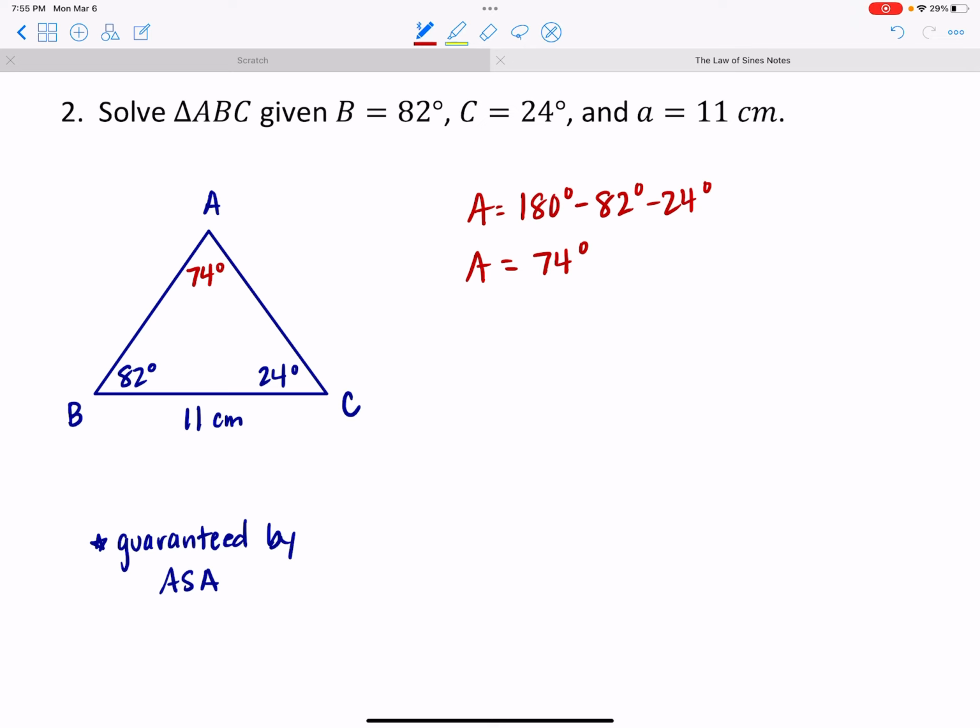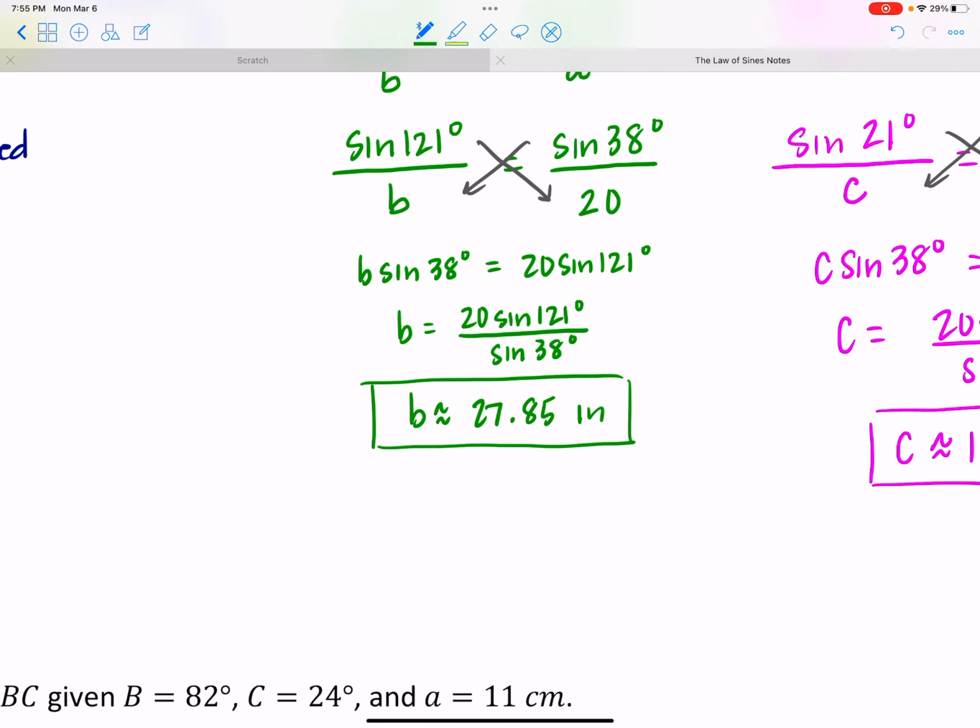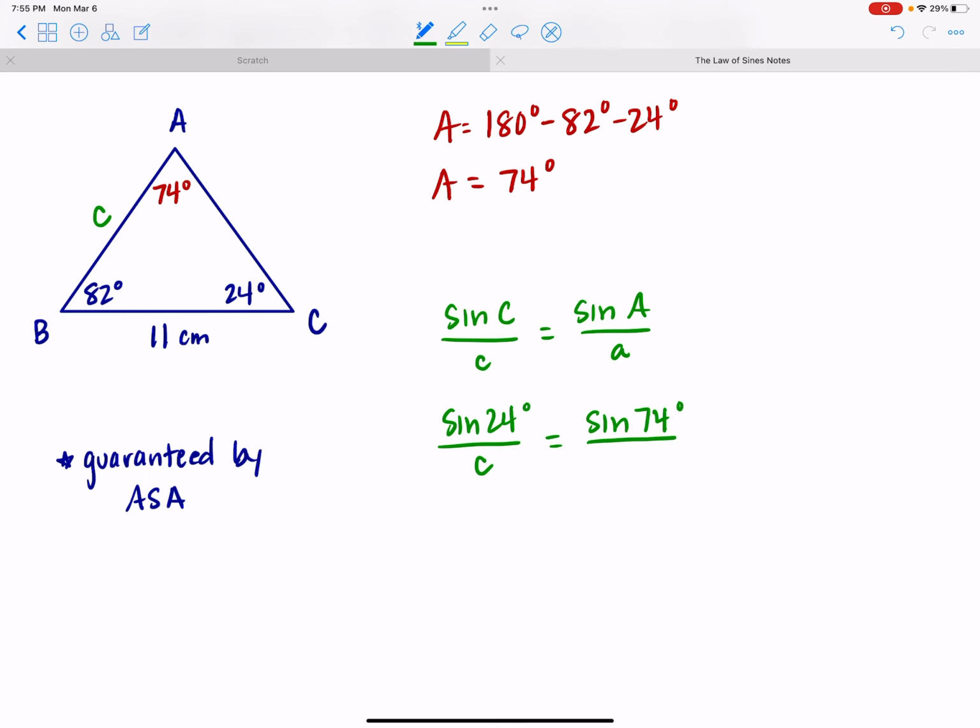Let's proceed. Let's say I wanted to next find, I don't know, side length C. So remember, I can say that the sine of C over C has to be equal to either the sine of A over A, or the sine of B over B, but I don't know side B, so I'm going to use A with A. Take the sine of A over its corresponding side length A. So this would be the sine of 24 degrees over our missing side C equal to the sine of 74 degrees over the corresponding side length 11.